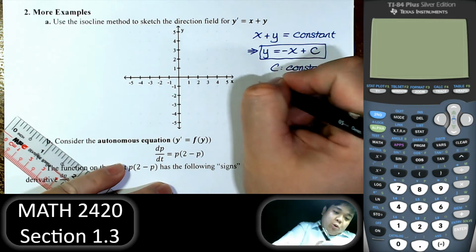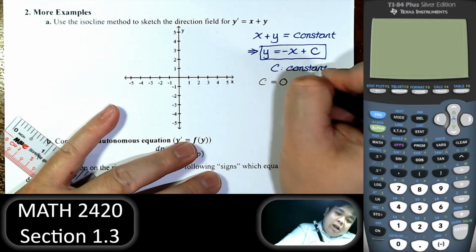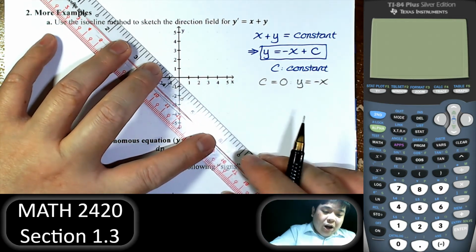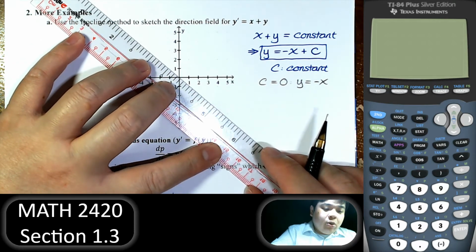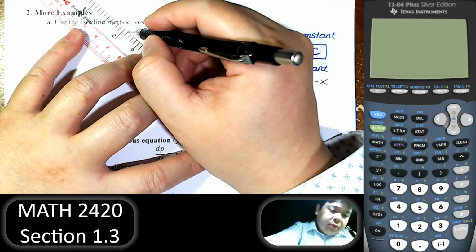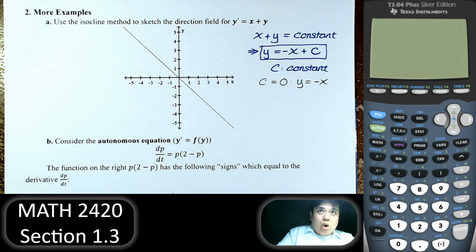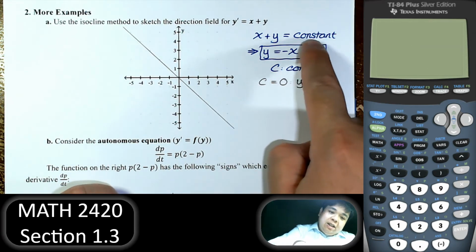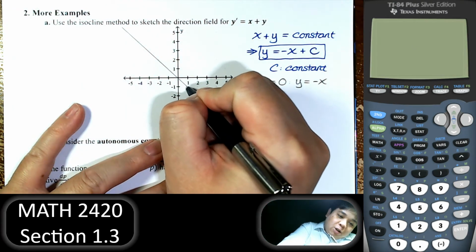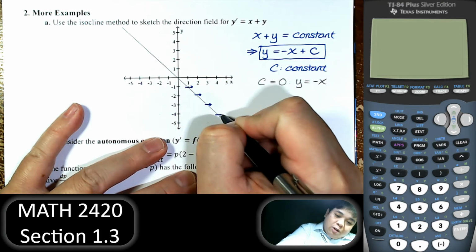So let's look at c equal to 0. Then we have the equation y equal to negative x. So when c equal to 0, y equal to negative x, which is this line. And on this line, what is the slope? It's c, which is 0, right? So every point on this line has slope 0. Horizontal line, slope is equal to 0.